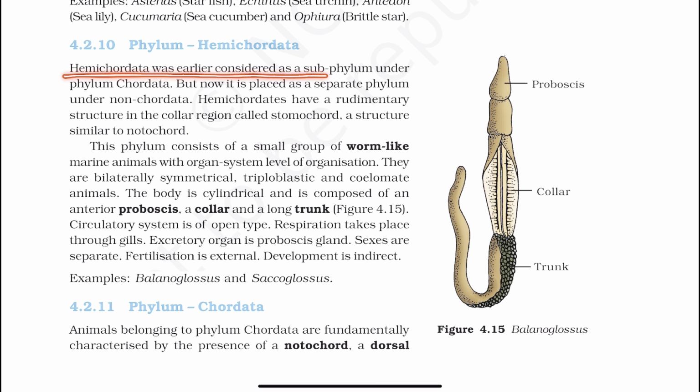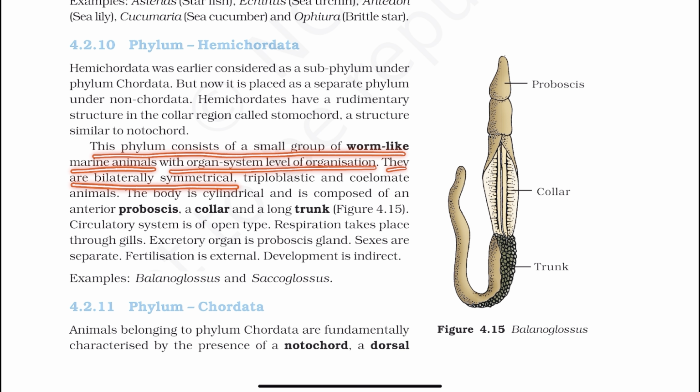Hemichordata was earlier considered a subphylum under phylum Chordata, but now it is placed as a separate phylum under non-Chordata. Hemichordates have a rudimentary structure in the collar region called stomochord, a structure similar to notochord. This phylum consists of a small group of worm-like marine animals with organ system level of organization. They are bilaterally symmetrical, triploblastic, and coelomate animals. The body is cylindrical and is composed of an anterior proboscis, a collar, and a long trunk.